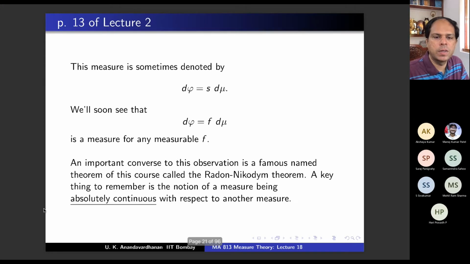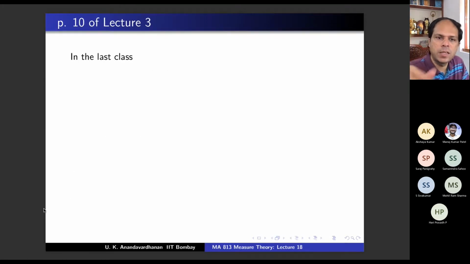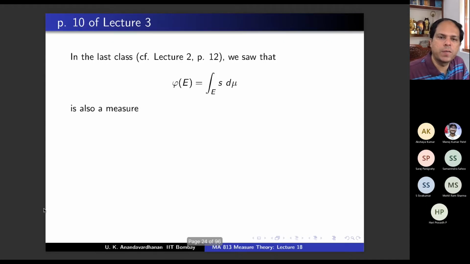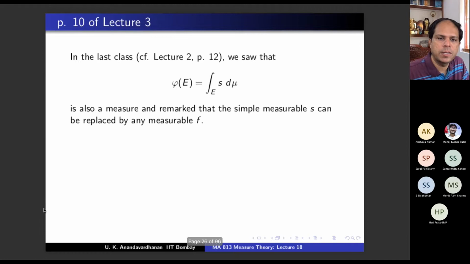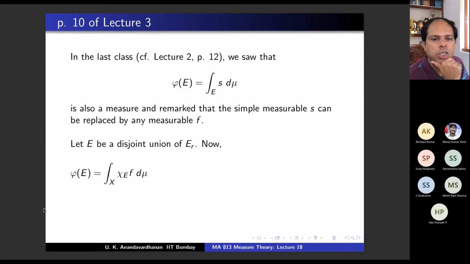And the key thing to remember is the notion of a measure being absolutely continuous with respect to another measure, which we will introduce today. And this is the next lecture. So next lecture, we actually proved f d mu is also a measure, right? So now what was the point? If you take f d mu, then how did you show this is a measure? Do you remember the keyword?